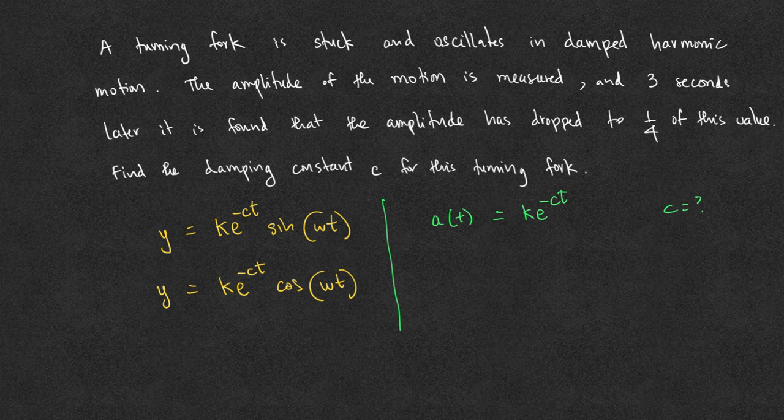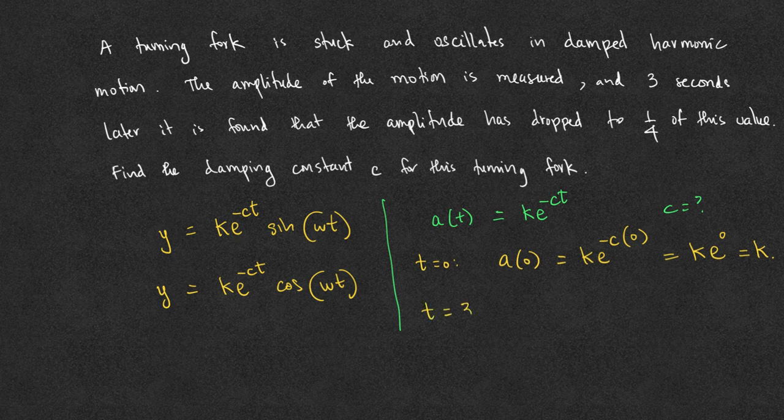And so we set up a system of equations. When time equals 0, the amplitude is measured. We have A of 0 equals k e to the negative c times t, but t is now 0, so this is k e to the 0 power, or simply k, as expected, the initial value. And so the amplitude is k to start out with.